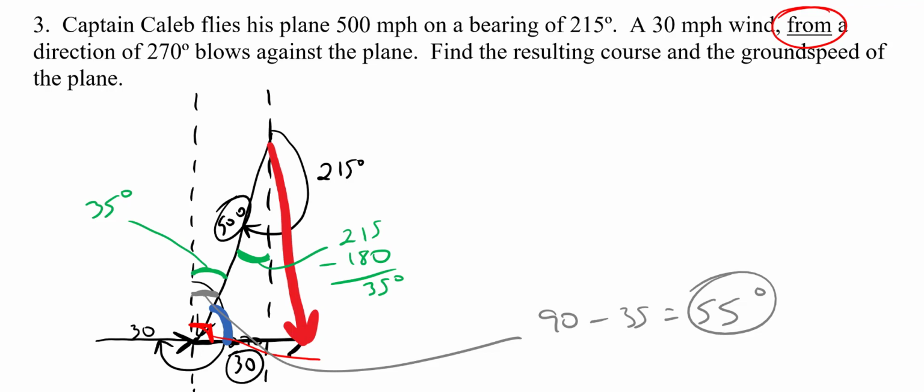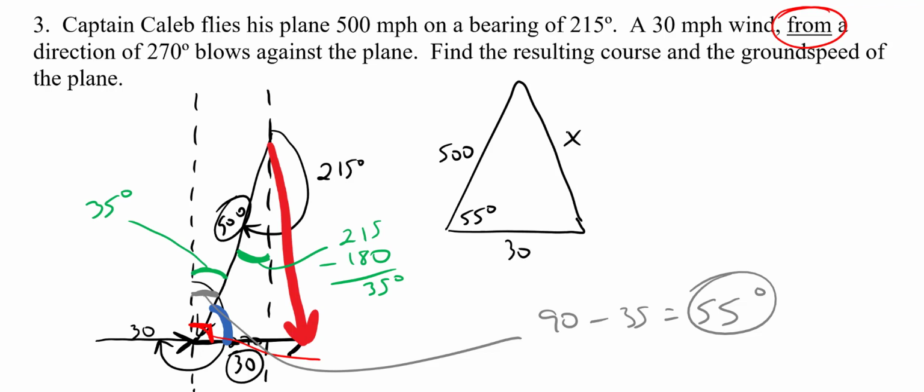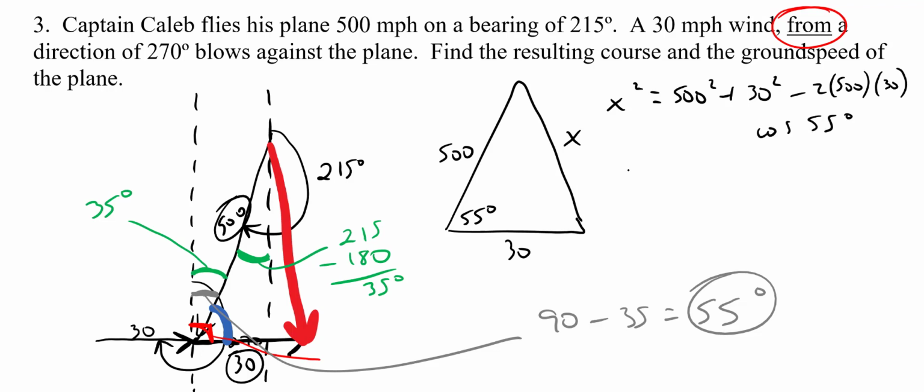That is 55 degrees. Super, super, super important. So now if I draw this triangle again, this is 55 degrees, this is 500 miles an hour, and this is 30 miles an hour, and I'm looking for x. It's the law of cosines, guys. Okay? So x squared is equal to 500 squared plus 30 squared minus 2 times 500 times 30 times cosine of 55 degrees. Don't forget to take the square root, and x is 483.4 miles per hour. Okay, there you go.